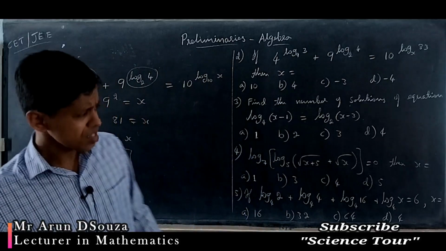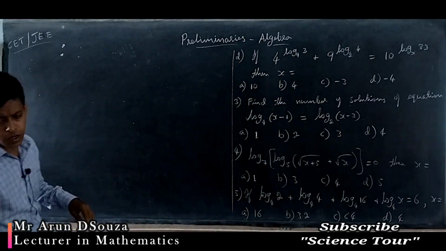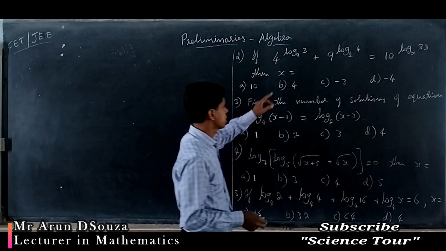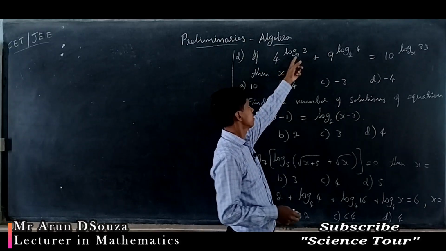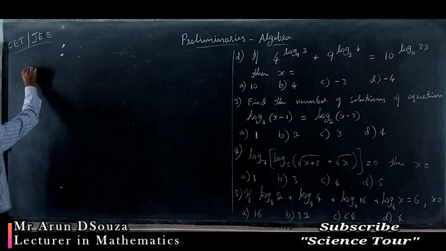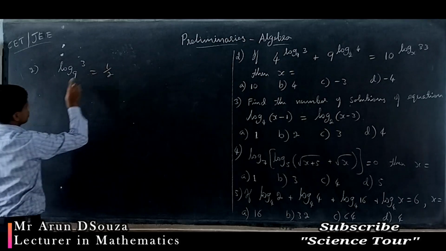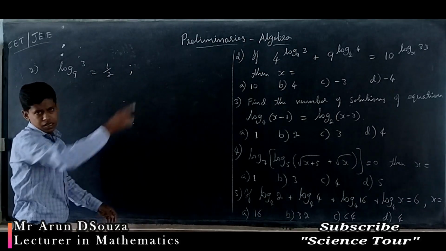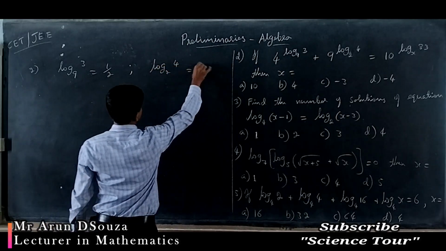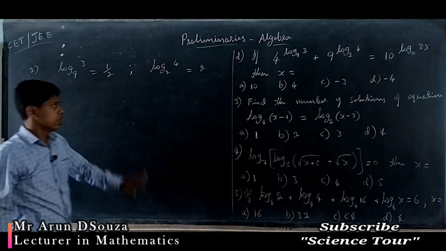Well, let me go to the second question. The second question is similar, absolutely similar. So log 3 to the base 9. What is log 3 to the base 9? I already explained in detail. And what is log 4 to the base 2? Which is 2, because this is 2 square, correct? So 2 comes before. Well, so that is known.